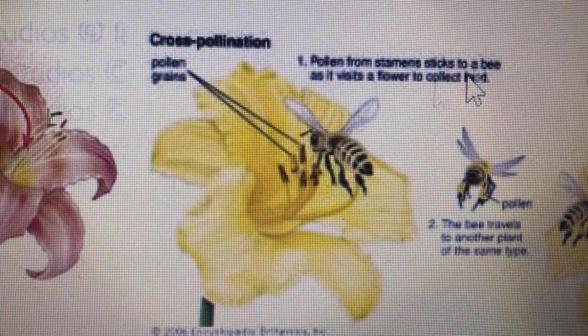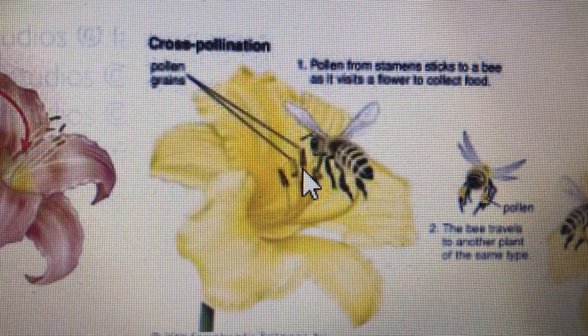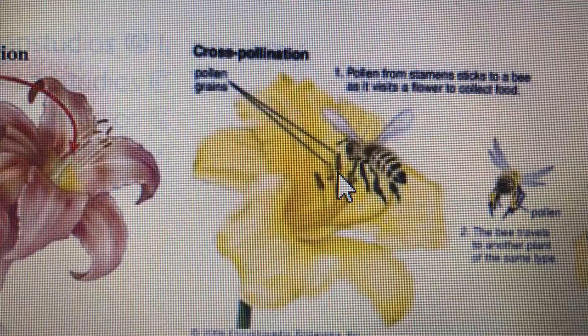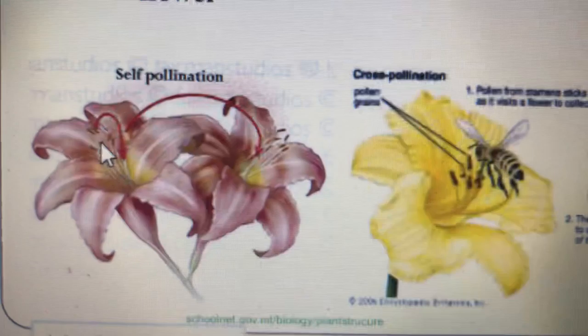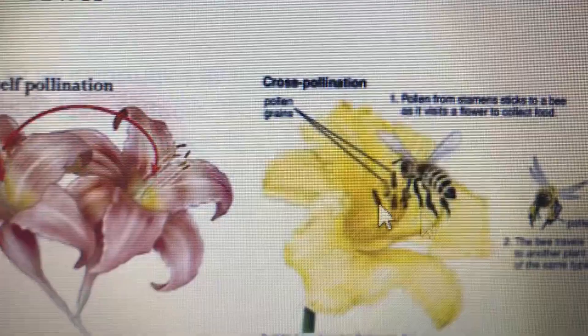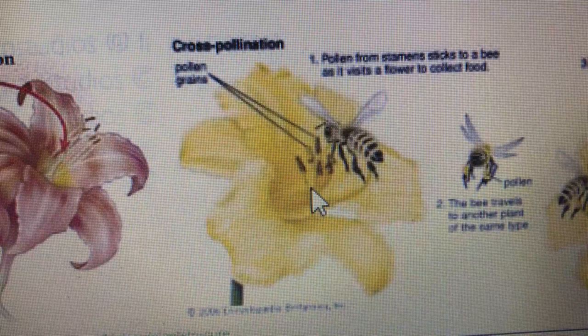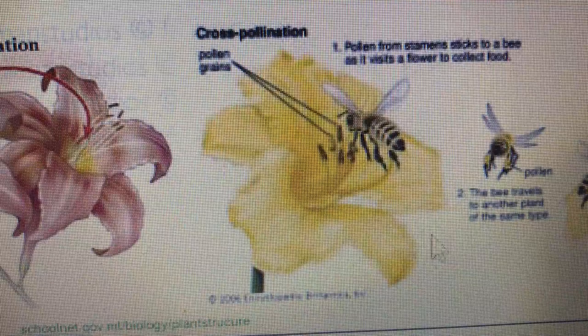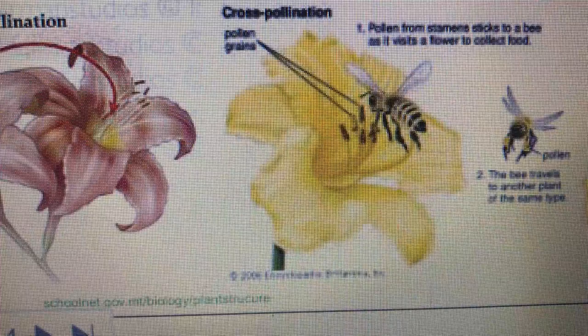We have the pollen grains in the anthers. Okay. And remember, this is part of the male reproductive organ. So in self-pollination, the pollen is produced in the anthers and is carried to the stigma of the pistil in the same flower. But in cross-pollination, it's different. The pollen is produced in the anthers of one flower, and it's carried to the stigma of a different flower.